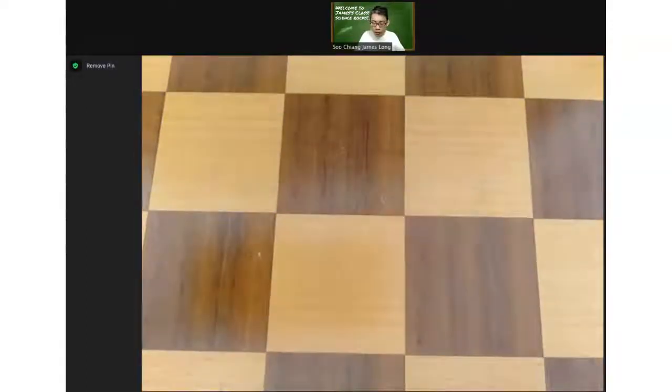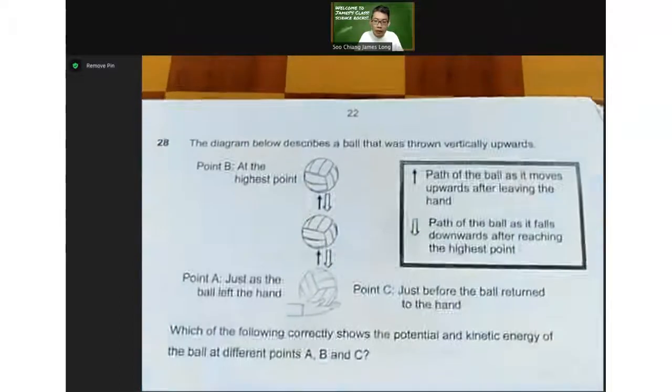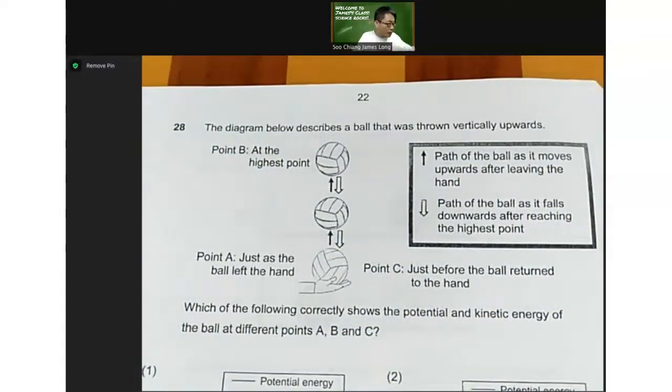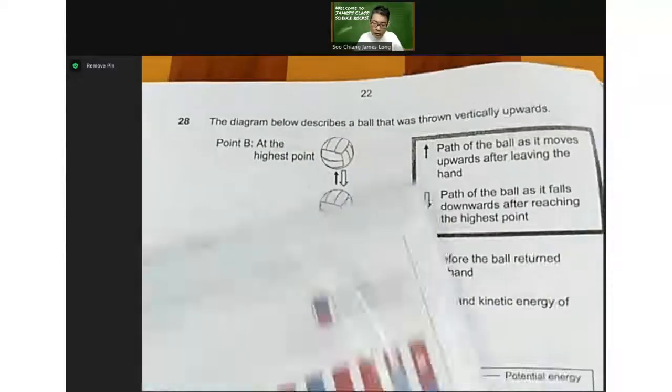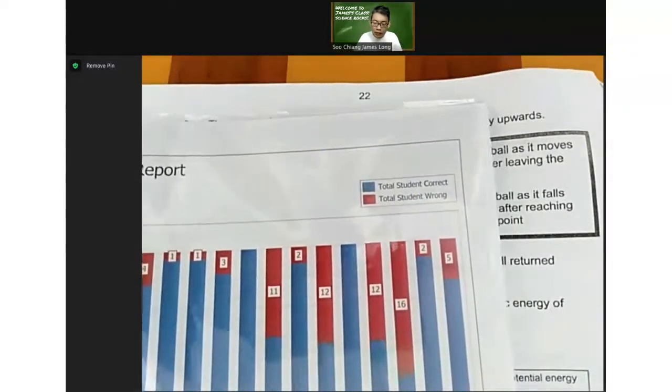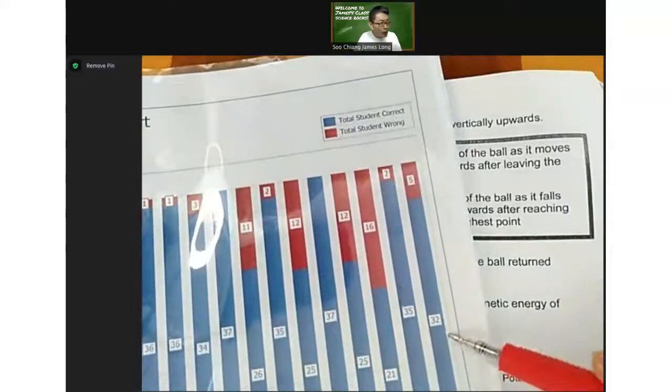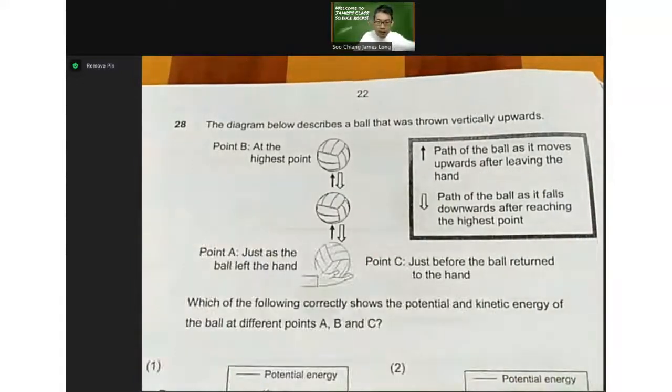Now, next one. Last one. This question has a lot of things to interpret, picture and graph and all that. Despite that, most of you still managed to get it right. Not bad. Five of you got it wrong, but the rest got it correct. So let's take a look and see this.